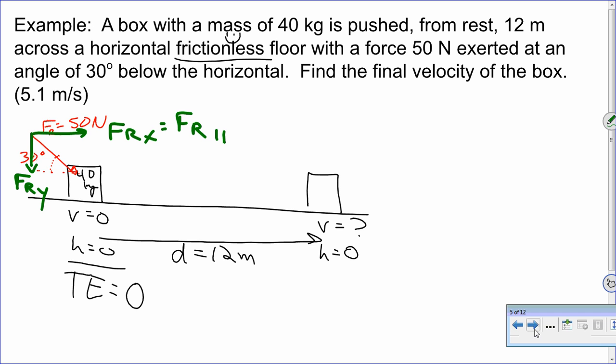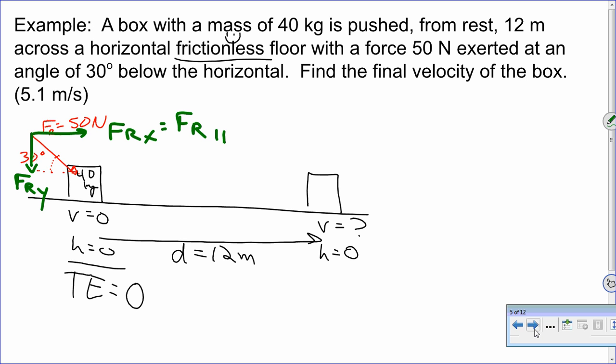Just like with the torque section, where you had to make sure that the angle given is the angle between the force and the lever arm, this time you've got to make sure that the angle given is the angle between the force and the displacement. Which this time it is, because the angle is 30 degrees off the horizontal and the motion is horizontal. Follow? Yeah. Good question. All right, is everybody good?